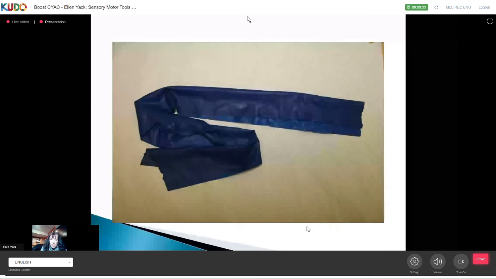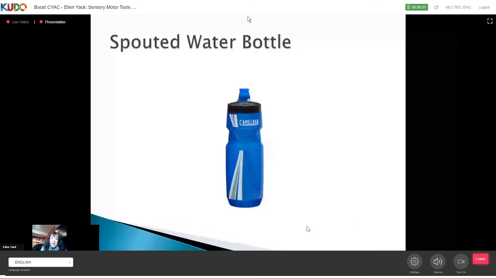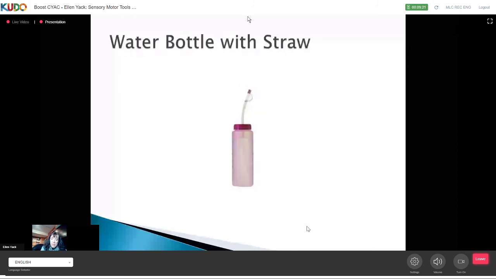This is just bicycle tubing that can also be used. Having access to spouted water bottles, because sucking is repetitive and rhythmic, is calming to the nervous system, or sucking on a straw. I talked about chewing gum already.